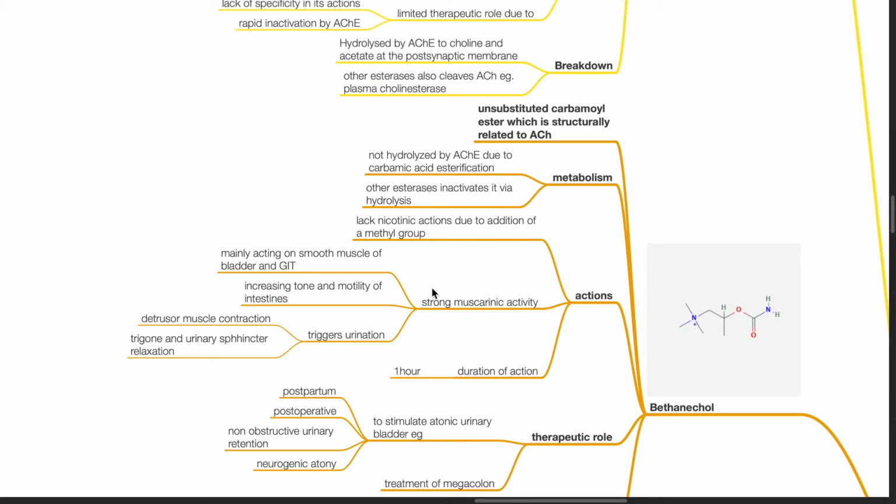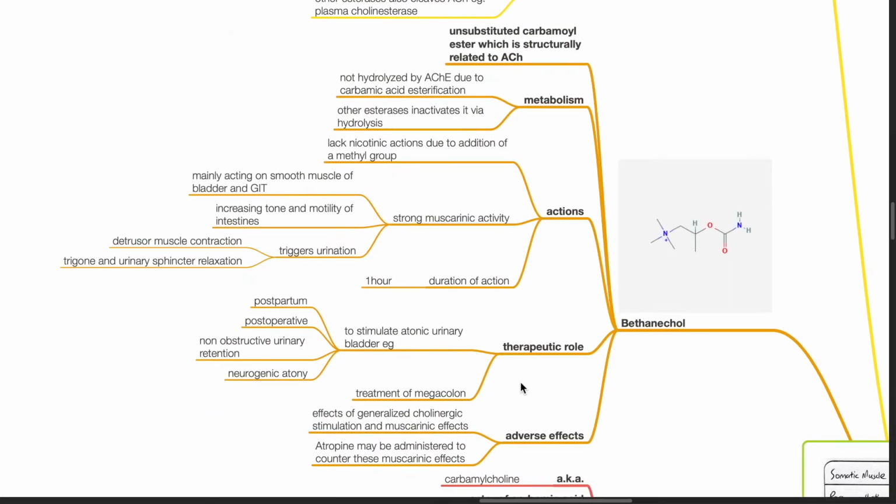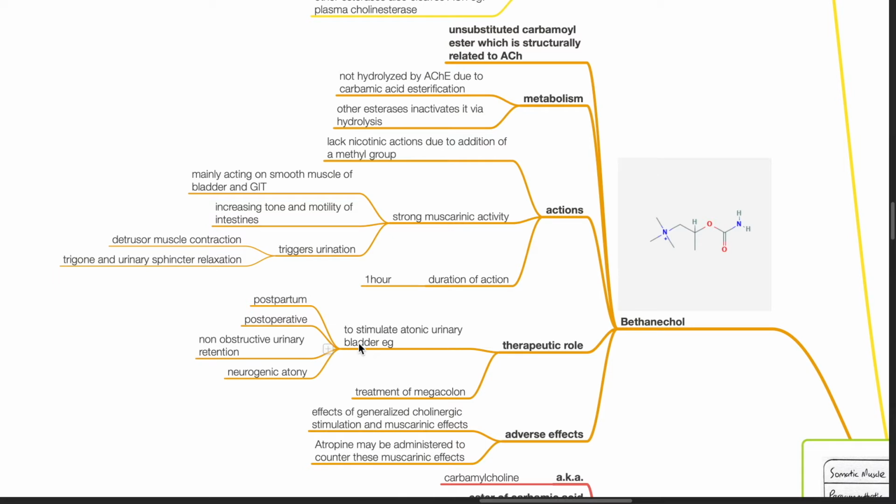It has strong muscarinic activity, mainly acting on smooth muscles of the bladder and GIT. It increases the tone and motility of intestines and triggers urination via detrusor muscle contraction and trigone and urinary sphincter relaxation. Duration of action is 1 hour. Therapeutic role of bethanechol. To stimulate atonic urinary bladder, such as during postpartum, postoperative, non-obstructive urinary retention, and neurogenic atony.